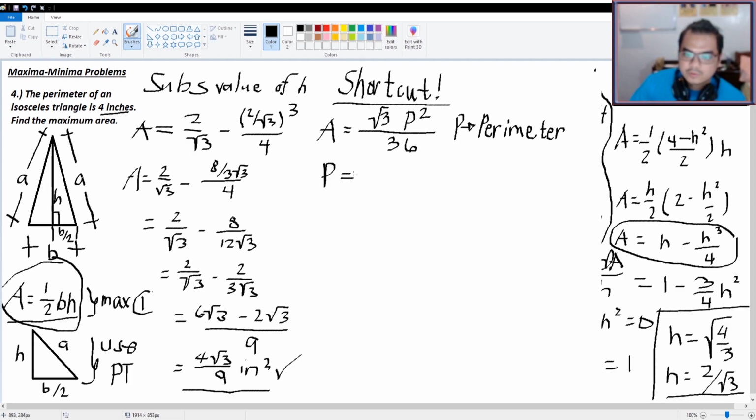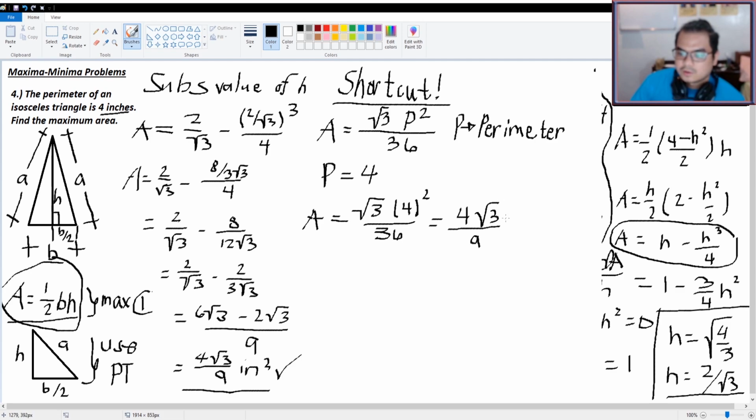So p is equal to 4. Applying that, you'll have A equal to square root of 3 times 4 squared all over 36. That's just 16 over 36, which is also equal to 4 over 9 square root of 3. Of course, this is inch squared. So that's the shortcut.